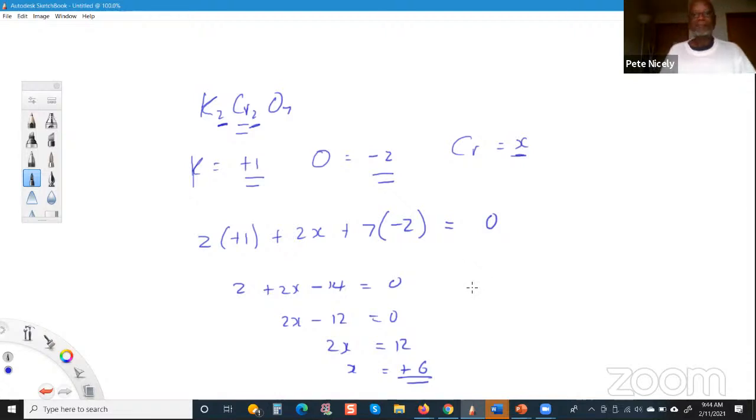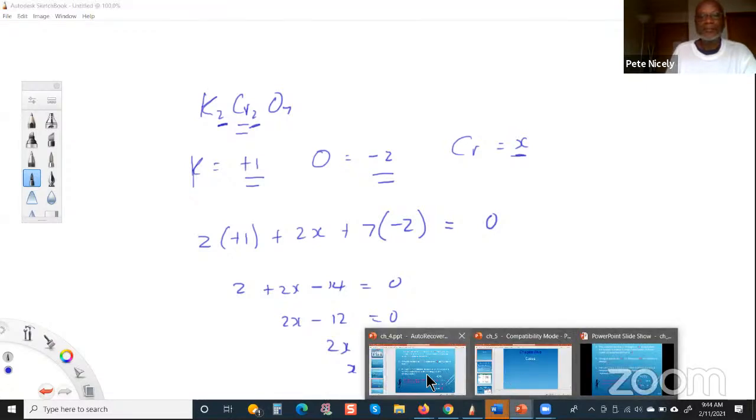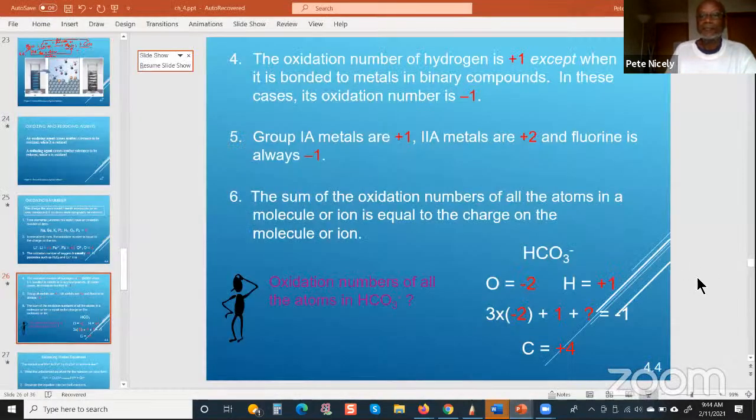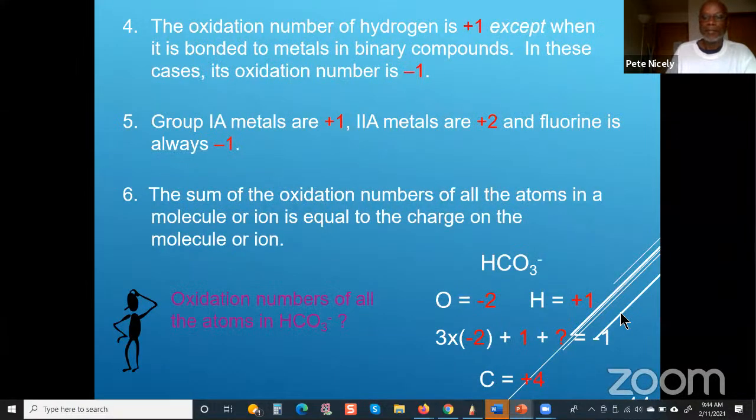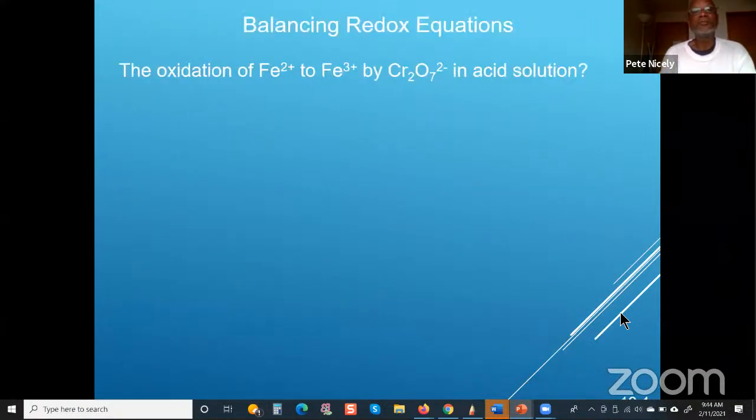Okay, so moving along. Let's move on now to balancing redox equations. Now, let me warn you, this skill is one that requires a lot of practice. And I'm just going to go through an example concerning how we go about balancing a redox equation. Now, let me just say this from the outset.